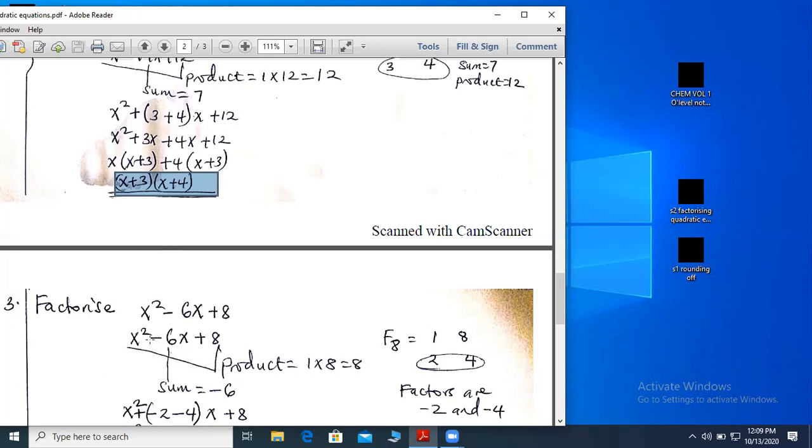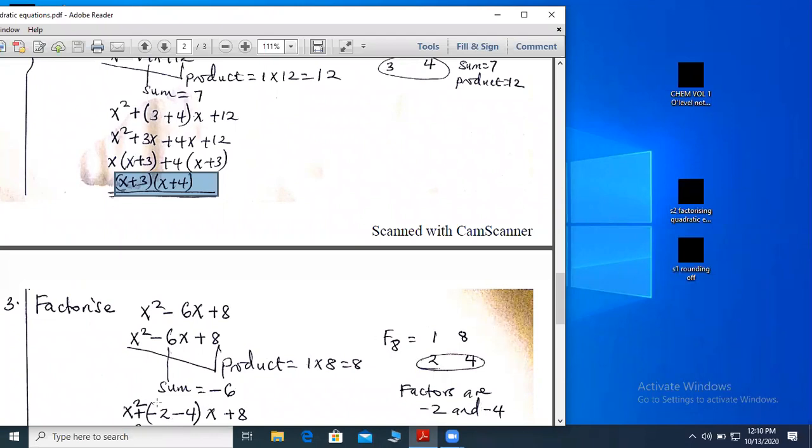So the sum is negative 6. So what do we do? We get those two numbers. We first write the factors of 8. There is 1, 8. 1 goes with 8. Then 2 goes with 4. Those are the factors of 8. But since the sum is negative 6, it means those two numbers should both be negative, such that when you add them, you get negative 6. And when you multiply them, negative times a negative becomes positive.